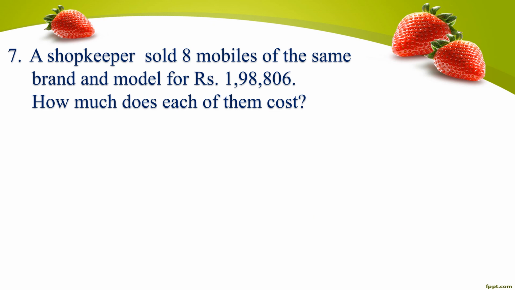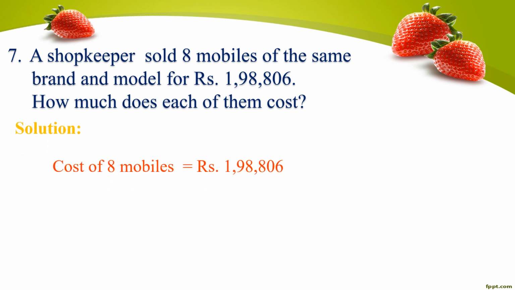Seventh sum. A shopkeeper sold 8 mobiles of the same brand and model for rupees 1,98,806. How much does each of them cost? Here, the total price of 8 mobiles is given in the question and we have to find the cost of a mobile. So, we have to divide here. Let us move on to the solution.